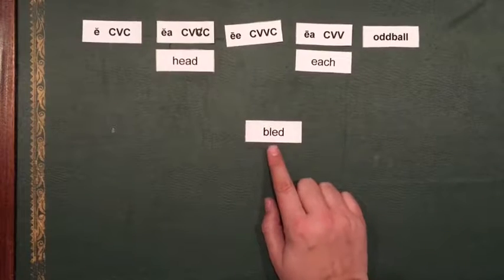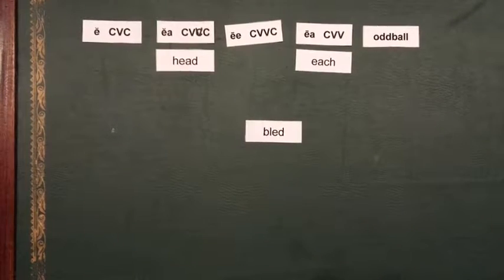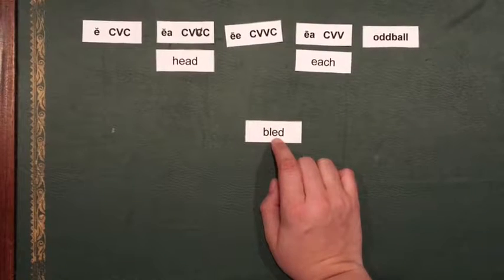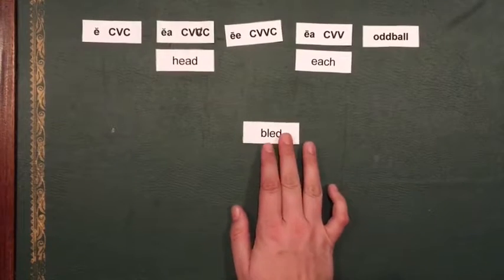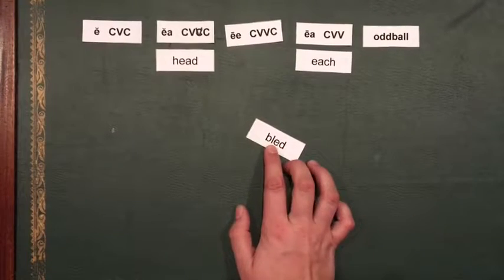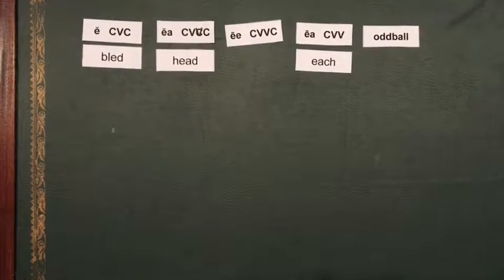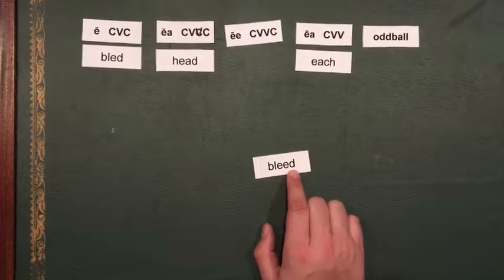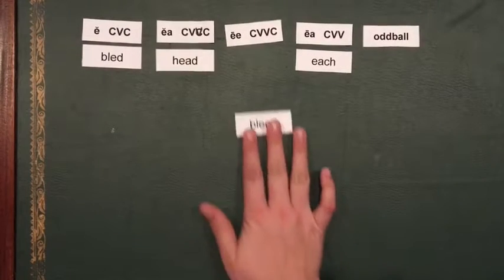Now we have the word bled, meaning that someone has already been bleeding. Do you hear the short e sound? Consonant, consonant, e, consonant. So we have this column. Now we have the word bleed. Bleed. Do you hear the long e sound? E says e.